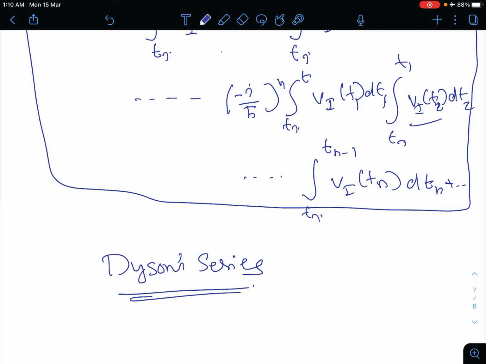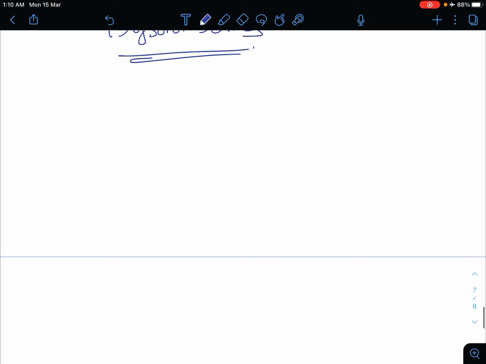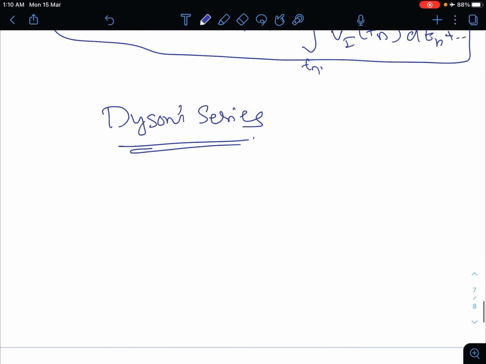So the transition probability, what we are bothered about here. Now we are equipped to calculate the transition probability, how the transition takes place between different energy levels. So how to get that, let's check it. Let's check for the transition probability.